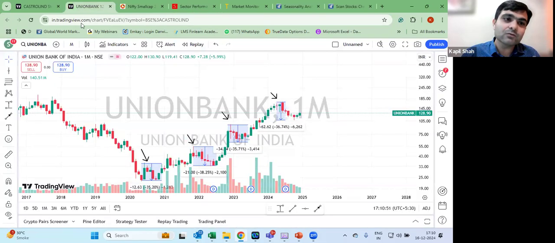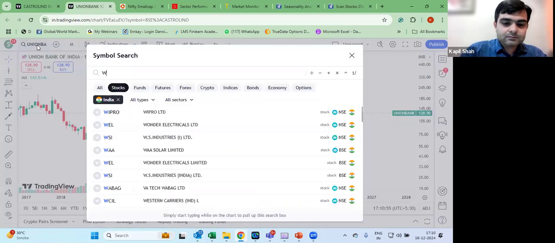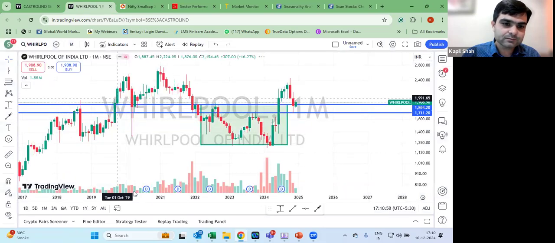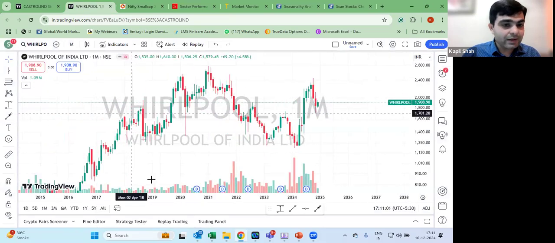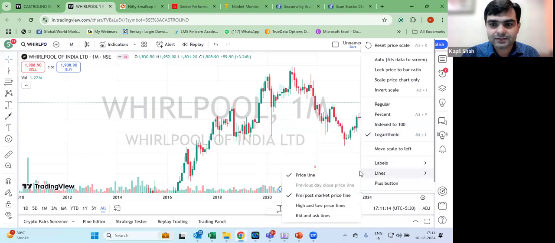Now let me look at Whirlpool, one stock that we are going to analyze now. Fine, this is what the Whirlpool India chart is all about. My analysis always starts on the monthly time frame. Now I'm just doing the drawing. You are going to observe and give the interpretation of how this looks.